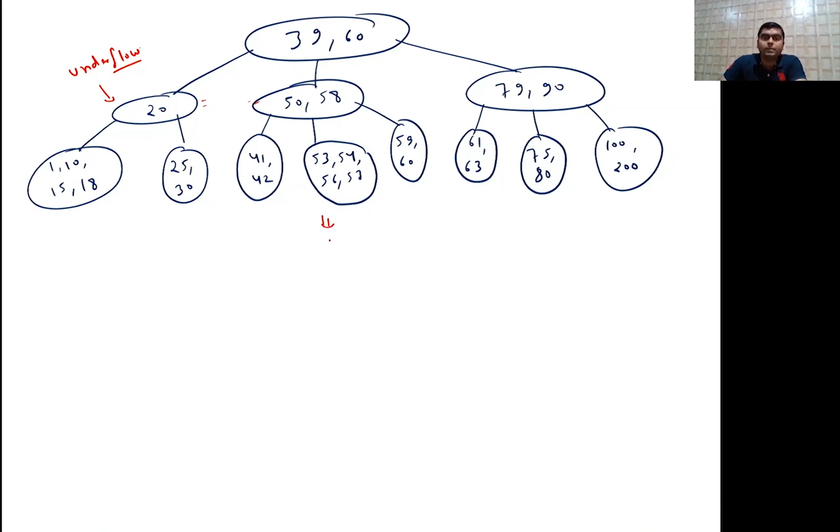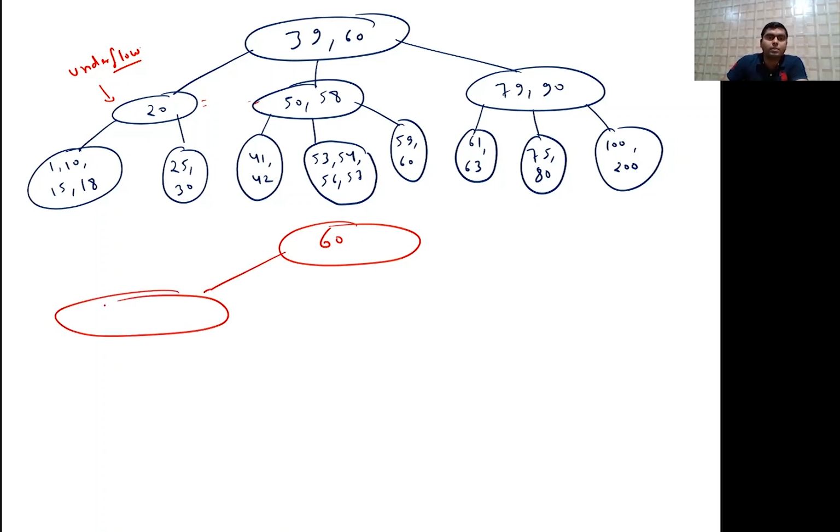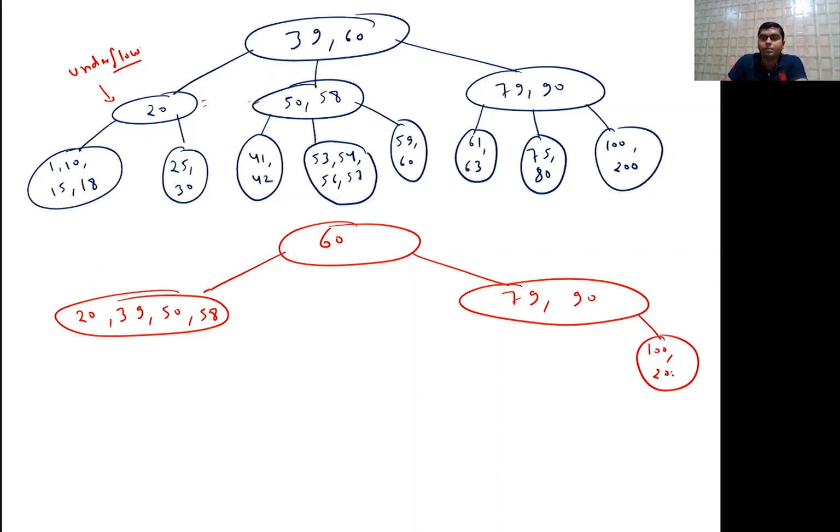So what will happen finally, if you observe carefully, the root node is 60, and on the left side merging happens. The merged elements are 20, 39, 50 and 58. 39 will come down. Right side is 79 and 90, then 100 and 200, and in between 75 and 80, and left of this is 61 and 63.